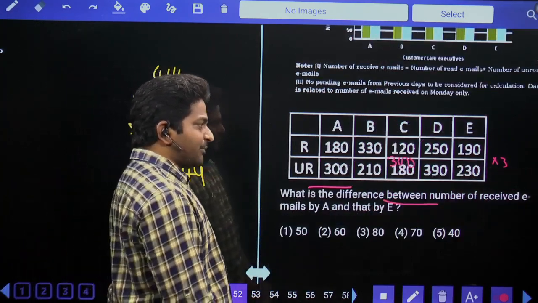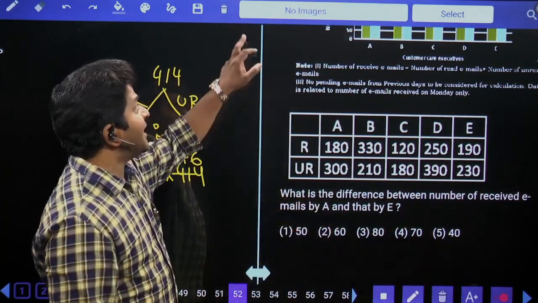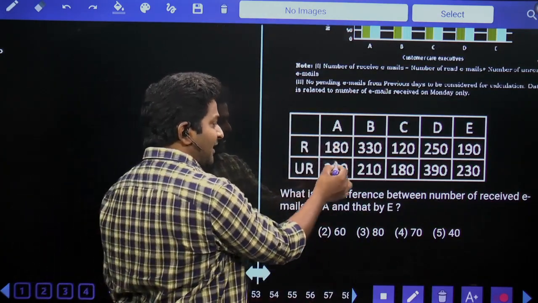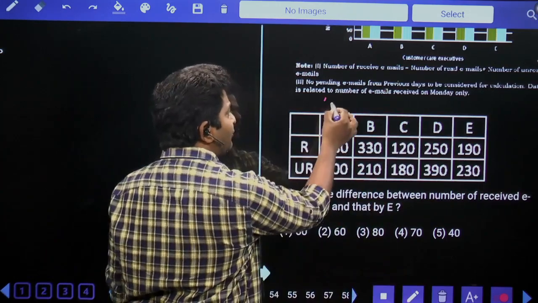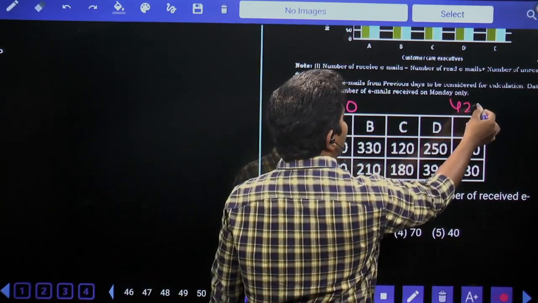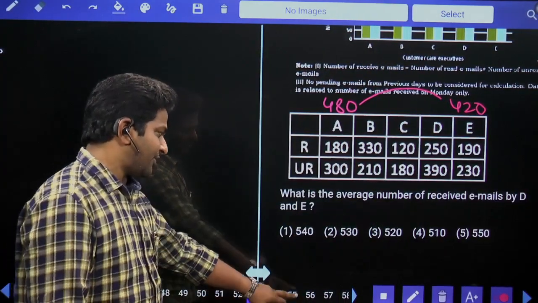What is the difference between the number of received emails by A and E? Received, they are saying, that means read and unread both. A total we have 480. E total we have 420. We were asked to calculate the difference. 60 is our answer, second option, final answer.